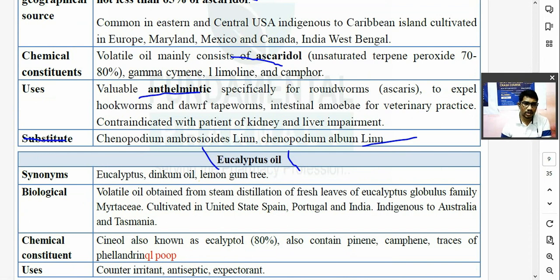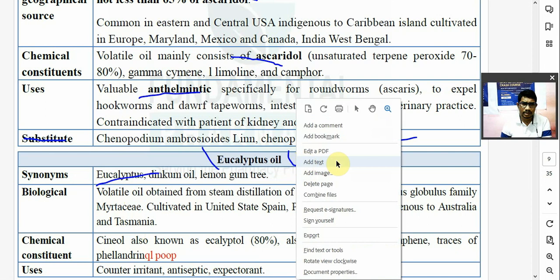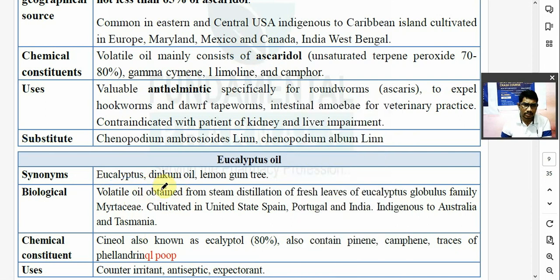So what is the synonym? The synonym for eucalyptus oil is dinkum oil, and it is also known as lemon grass tree. Eucalyptus oil, dinkum oil, and lemon grass tree. As for the biological source, again, it is a volatile oil obtained by steam distillation.